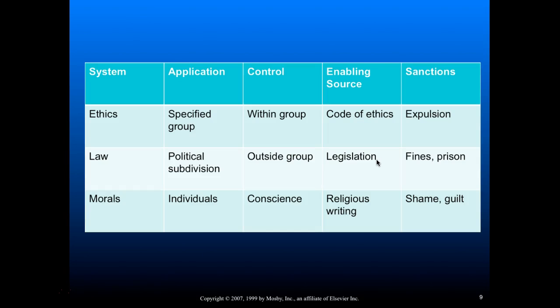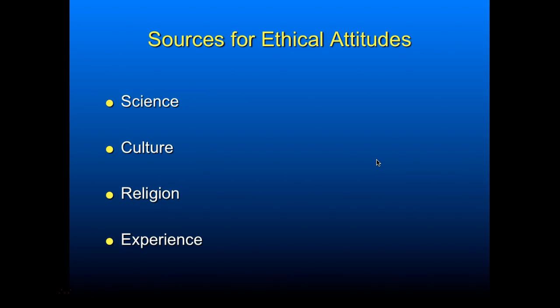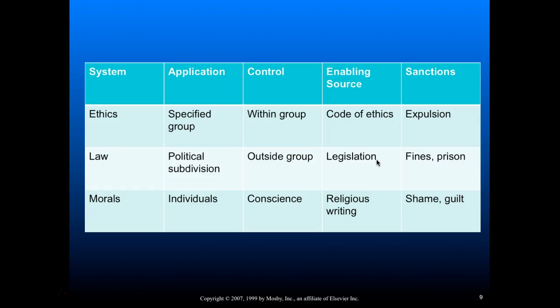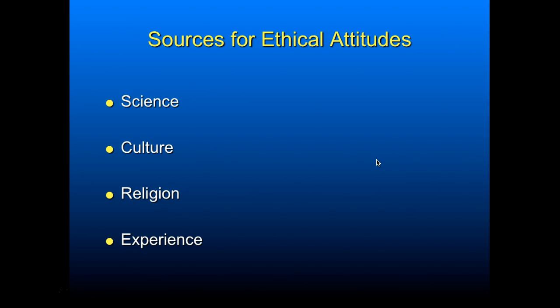So looking at a system-wide here, we have ethics, laws, and morals. And when we look at the ethics on the application, it's a specified group that controls within the group. And the enabling source is your code of ethics. So the law is a political subdivision. It's an outside group. It's legislation, and there's fines and imprisonment if you break the law. And with morals, it's individuals, and it can be from religious or writings or whatever, and it's usually shame and guilt. Oh, and then I didn't put in there that with ethics, you can lose your license. So you got to make sure you follow the code of ethics.